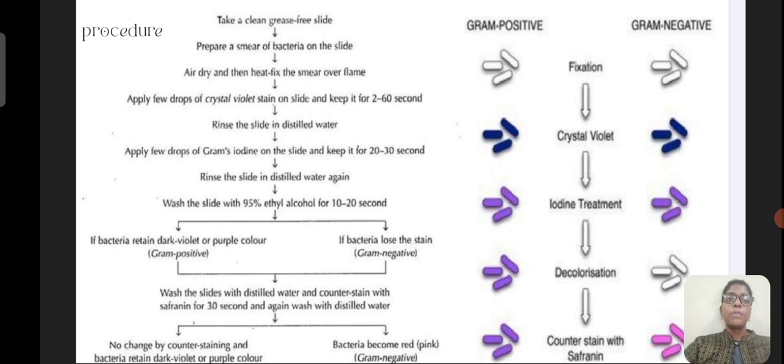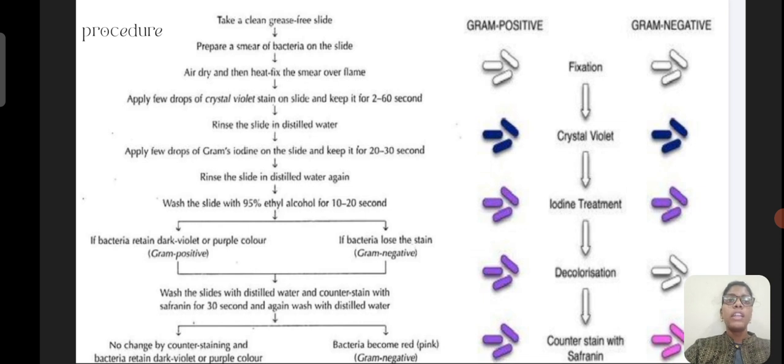Now apply a few drops of gram's iodine on the slide and keep it for 20 to 30 seconds. Rinse the slide in distilled water. Now wash the slide with 95% ethyl alcohol for 10 to 20 seconds. If the bacteria retain black, dark violet or purple color, it indicates gram positive bacteria. If the bacteria lose this stain, it is gram negative bacteria.